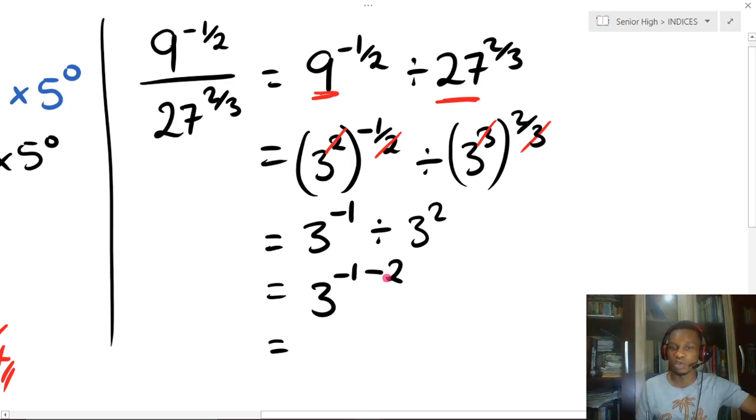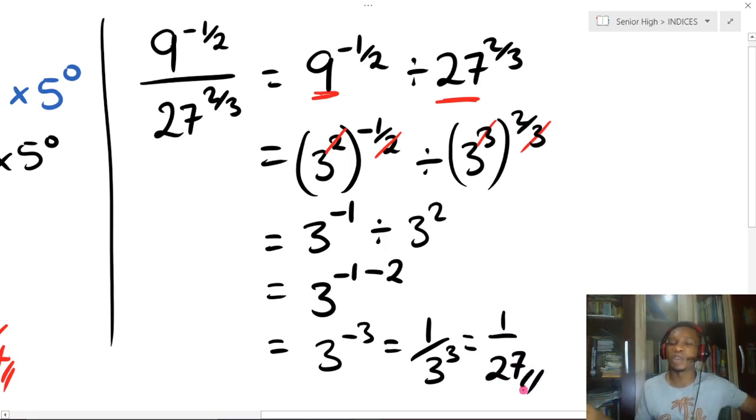Minus 1 minus 2 will give us minus 3. So that's 3 raised to the power of minus 3. And we can say we are done here, or because of this minus sign, we can put it as 1 over 3 raised to the power of 3. Or you can still open this 3 raised to the power of 3 to be 1 over 27. And we're done. That's how easy it is.